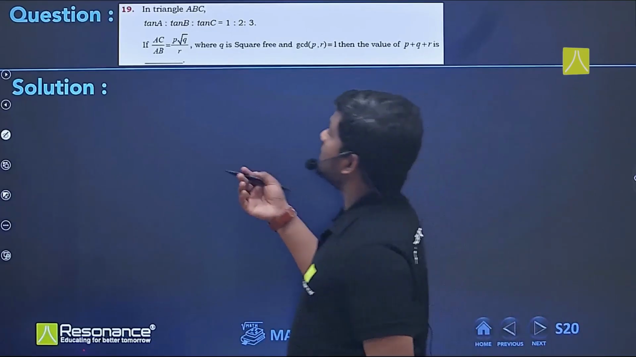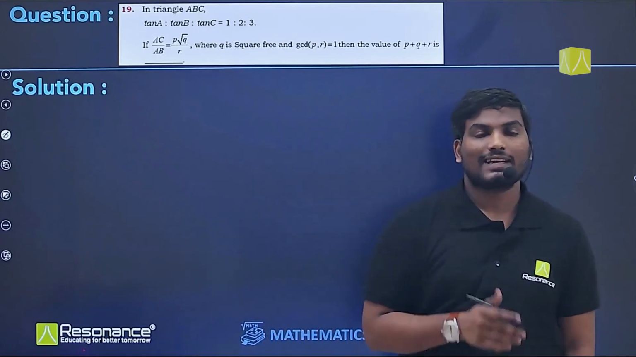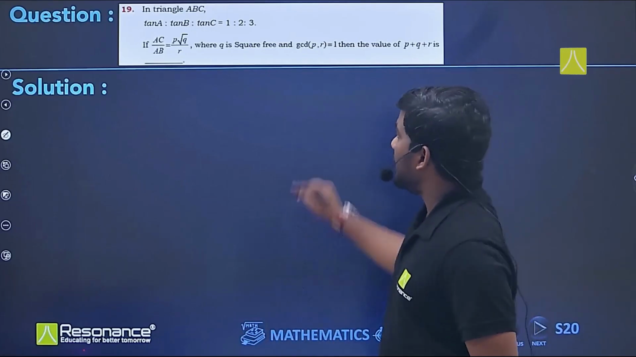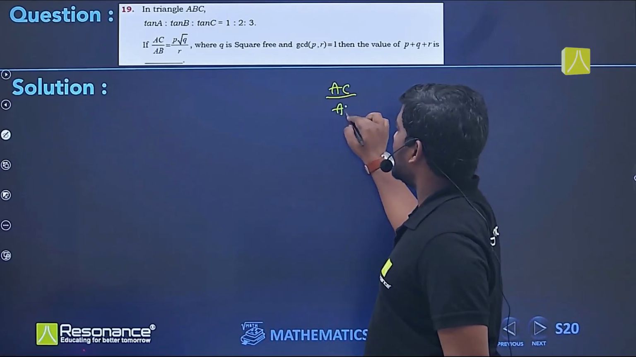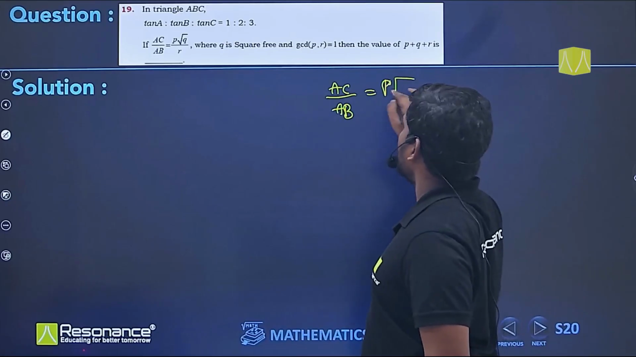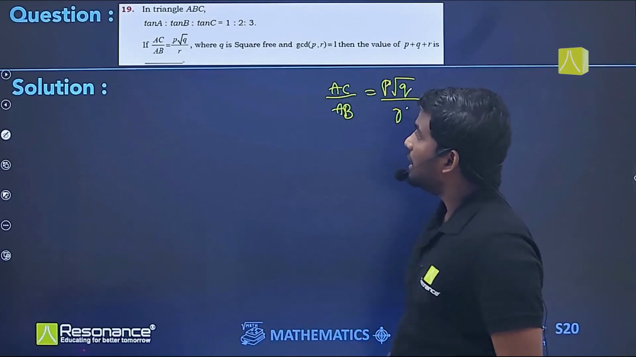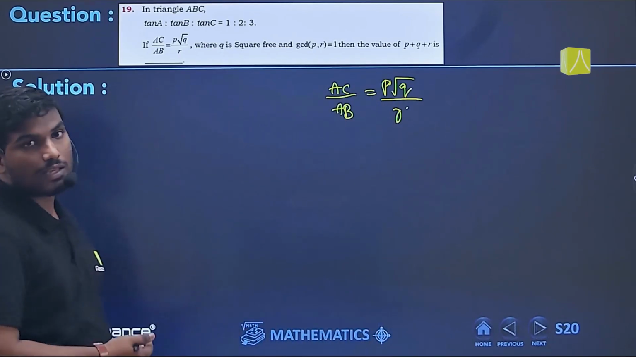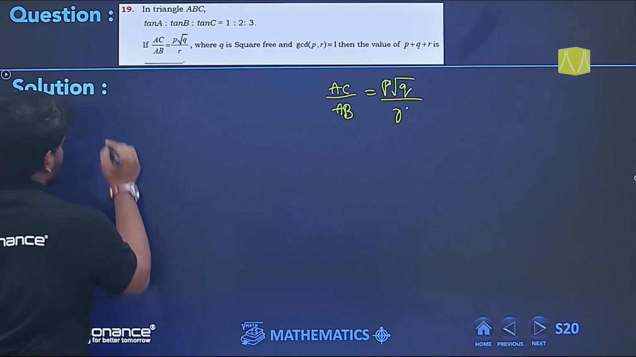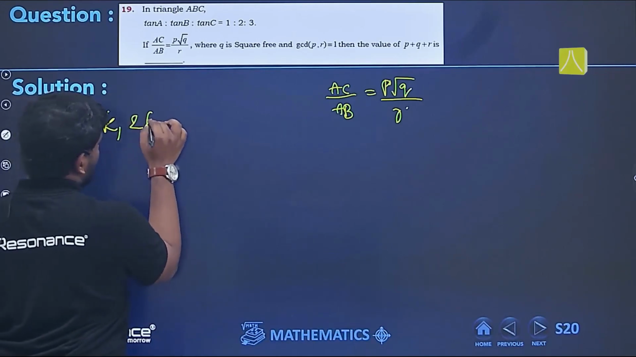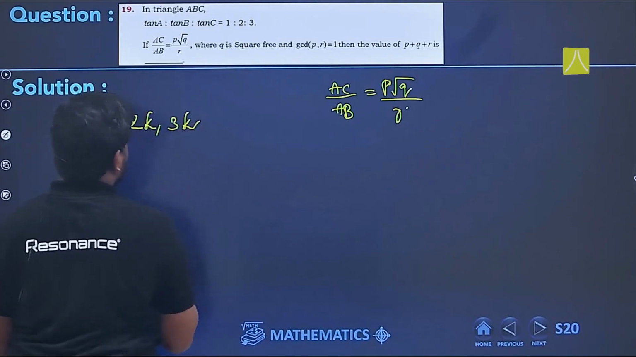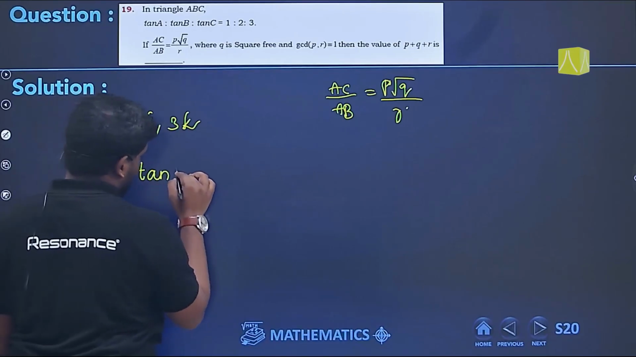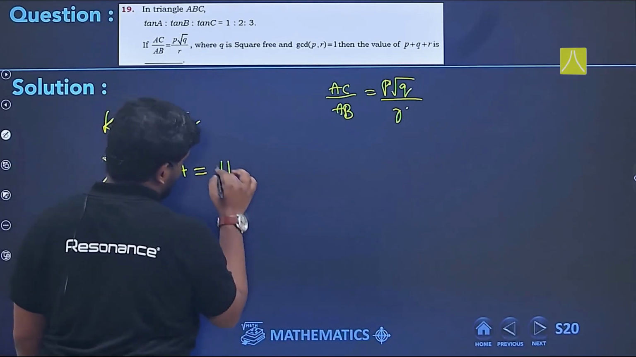Now coming to this question, in a triangle ABC, tan A, tan B, tan C are in the ratio 1, 2, 3. Now we're going to find out AC by AB equal to p root q by r. Now simply, tan A can be written as K, tan B as 2K, and tan C as 3K. And in a triangle, since A plus B plus C equal pi, sigma tan A equals product of tan A.